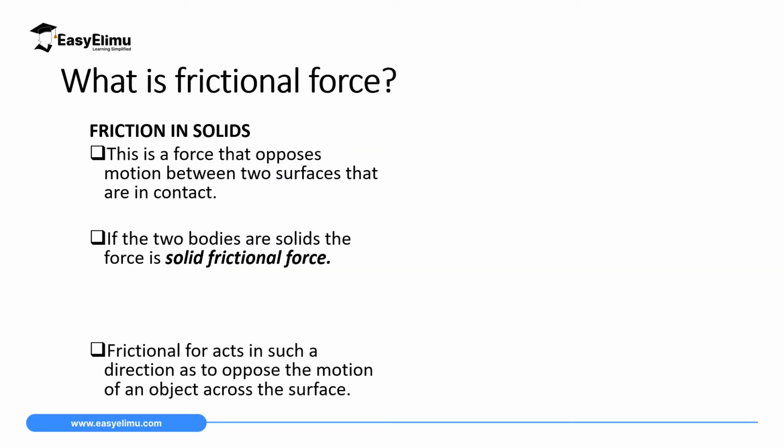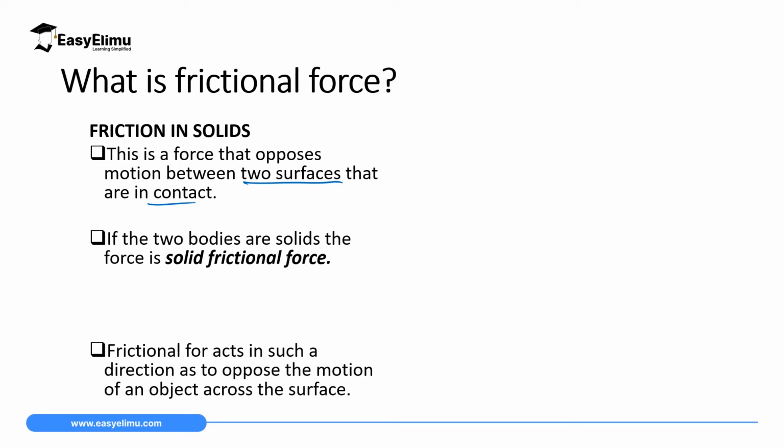So friction force is a force that opposes motion between two surfaces that are in contact. It's important to note from the beginning that this force is an example of contact force. For friction to take place, the two bodies must be touching each other. Now we are going to see the contact between solids and solids, solids and liquids, and then maybe gases and solids or gases and liquids. So we are going to see two surfaces of different types, of different states of matter. But we are going to start with friction in solids.